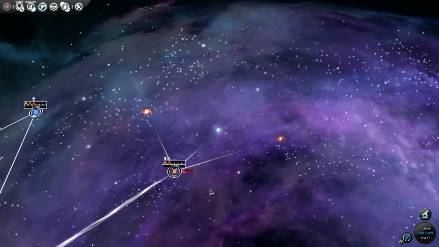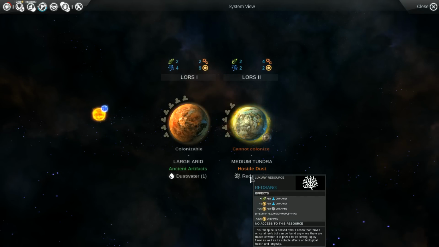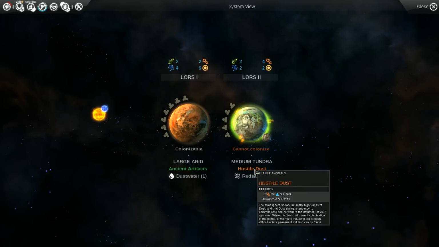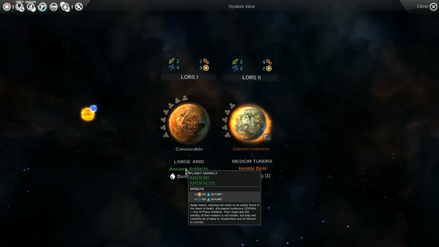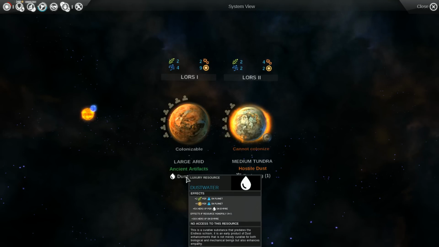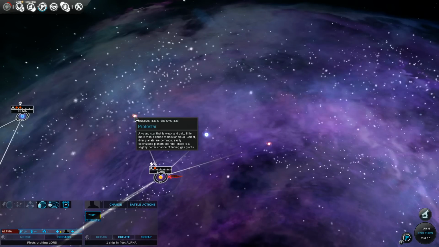And then we will send, there we go. So let's see, what is here? We have dust water. We have red sang, which gives us a food and 2 dust per person on planet, plus 2% per dust per red sang on empire. Hostile dust. Minus 2 energy on the planet. Well, you can't even get that anyway because it's tundra. And then here we would get plus 3 dust and plus 2 research. That'd be pretty good. So many cool planets to colonize that I don't have enough hive ships for.